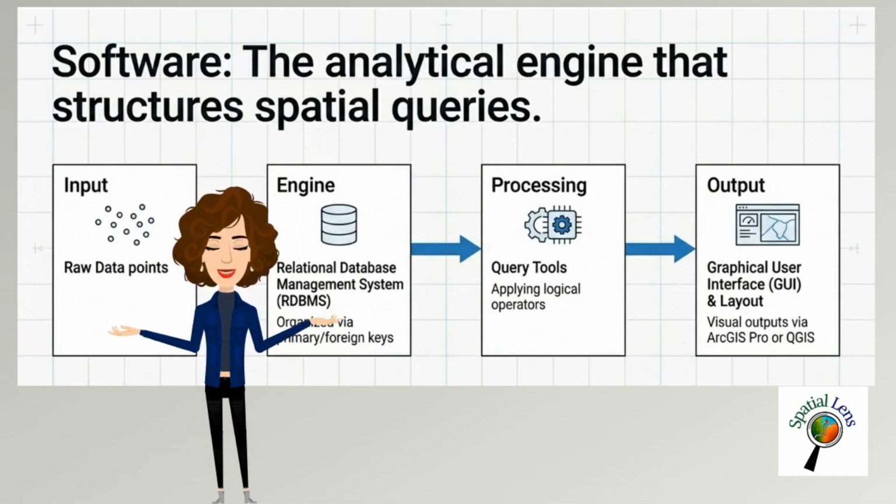The second component is software. GIS software provides the tools needed to store, analyze, and visualize spatial data. It allows users to create maps, perform spatial analysis, and generate meaningful outputs. Without software, the data cannot be processed or interpreted effectively.